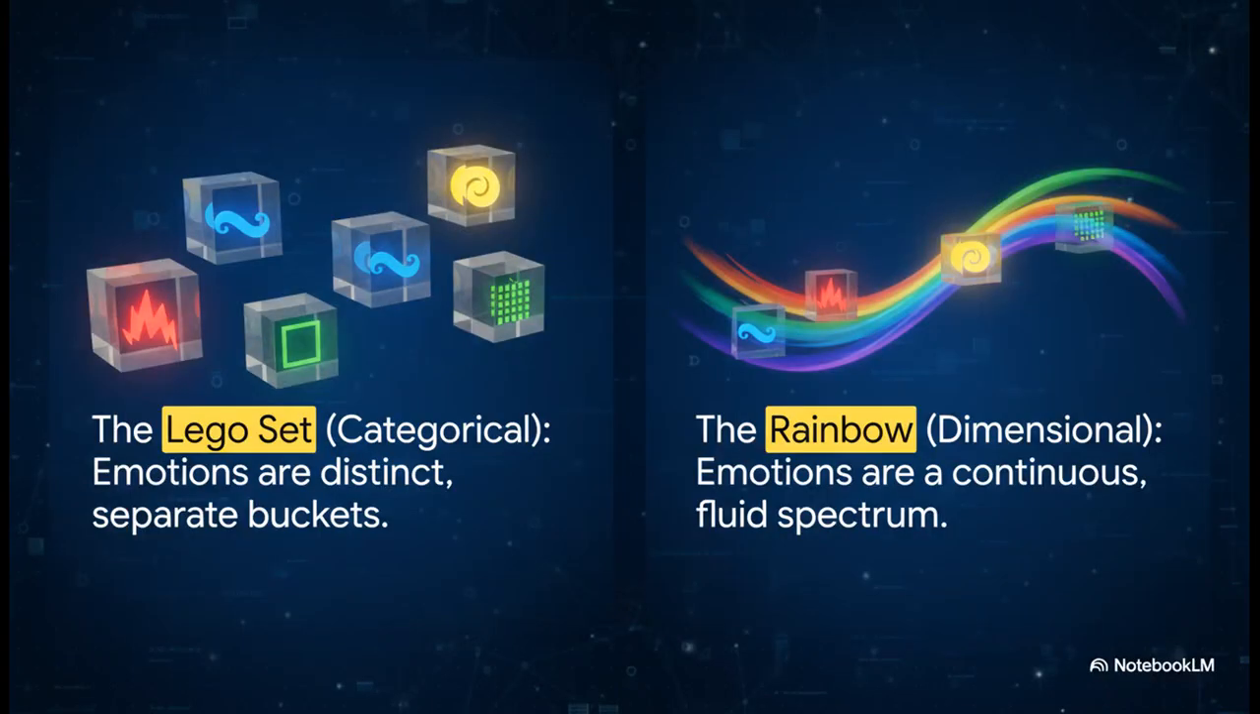On one hand, you've got what we could call the Lego set approach. You treat emotions like separate blocks. Happiness is one piece, anger is another, sadness is over here in its own little box. They're distinct categories. But honestly, that's a bit too simple, isn't it? That's why the rainbow model is so much more powerful. It sees emotion as a spectrum, a fluid continuum where feelings blend together, like feeling both joyful and sad at the same time. That nuance is absolutely key.